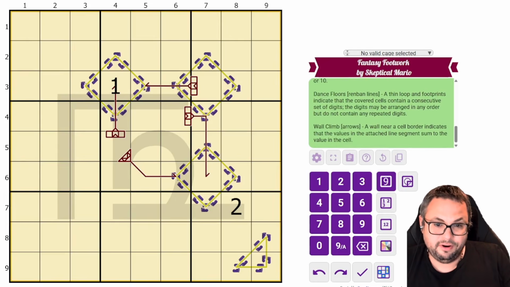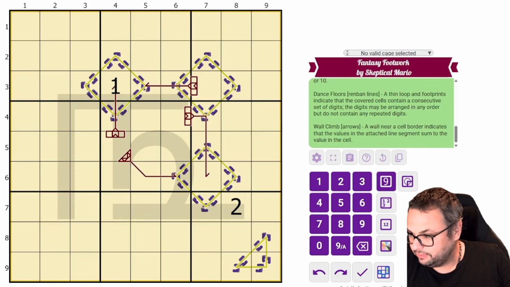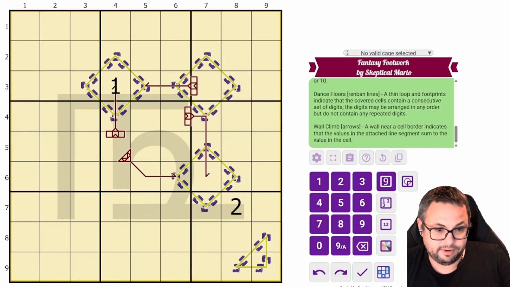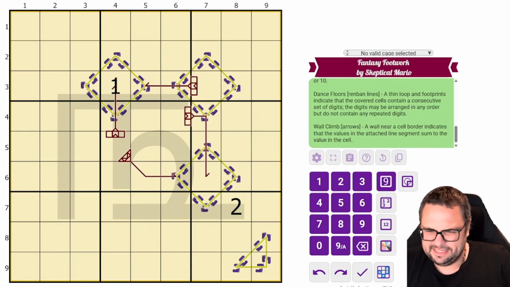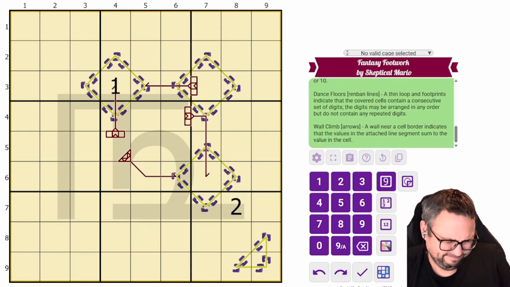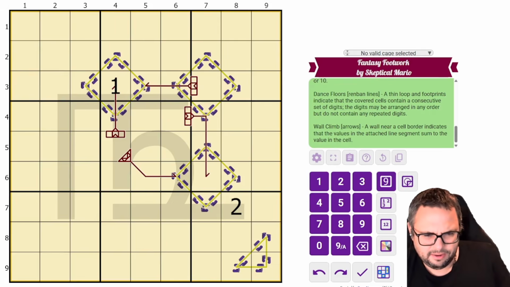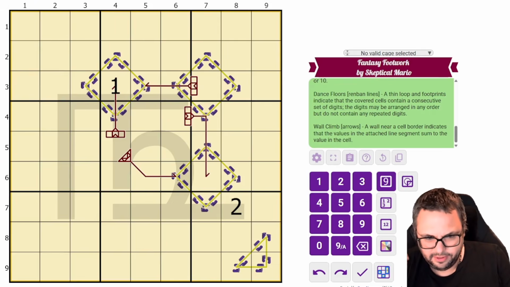And then we've got our Renban lines, or some commenter was really upset I did not say it Renban lines. That sounds... Renban doesn't really roll off the tongue, does it? It sounds kind of unhygienic. We're going to go with Renban, sorry to the commenter.